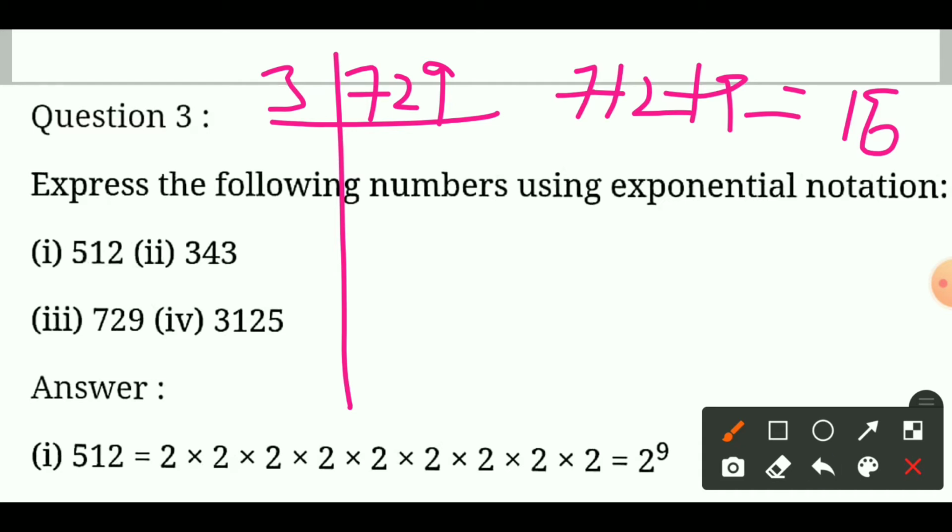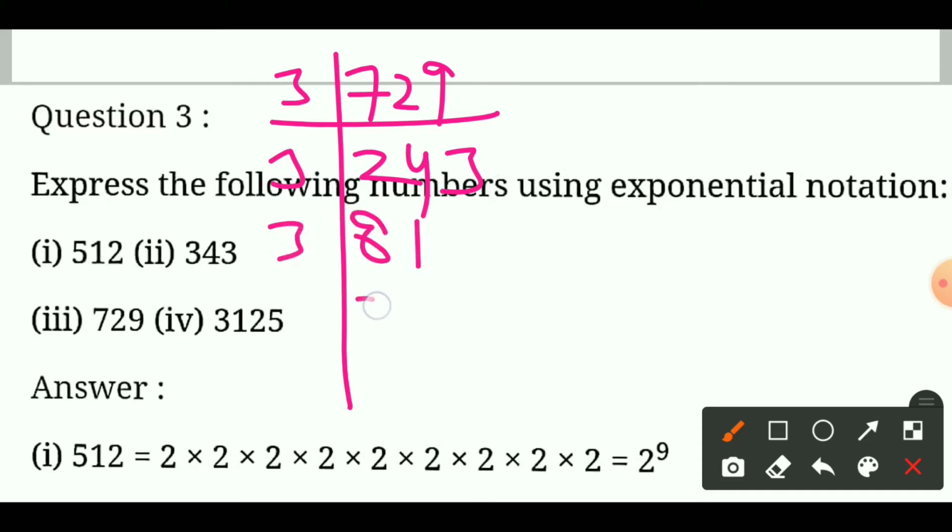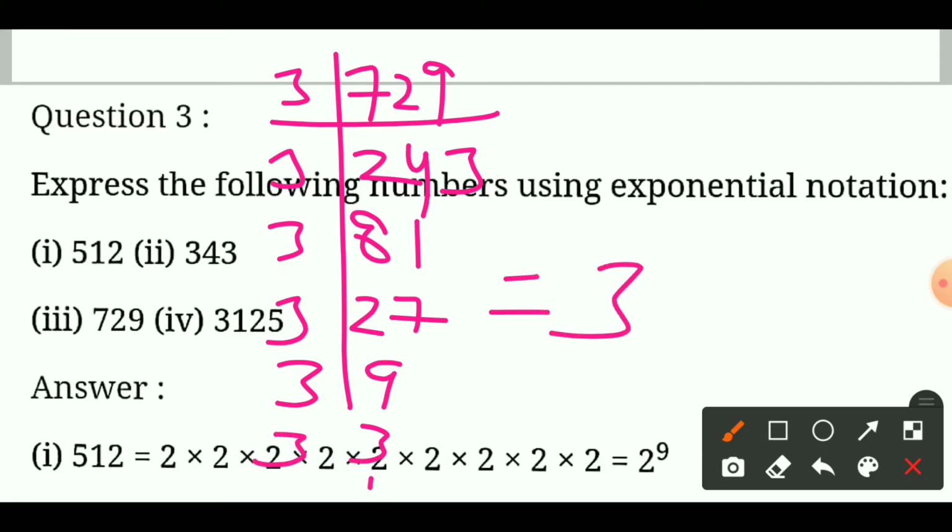Now try to divide it with 3. 3 2s are 6, 3 4s are 12, and 3 3s are 9. Okay, 243. You can divide it further. Then 3 8s are 24, 3 1s are 3, 3 27s are 81, 3 9s are 27, 3 3s are 9, and 3 1s are 3. How many 3s do you get here? 1, 2, 3, 4, 5, 6. 6 3s. So the answer is 3 raised to power 6.